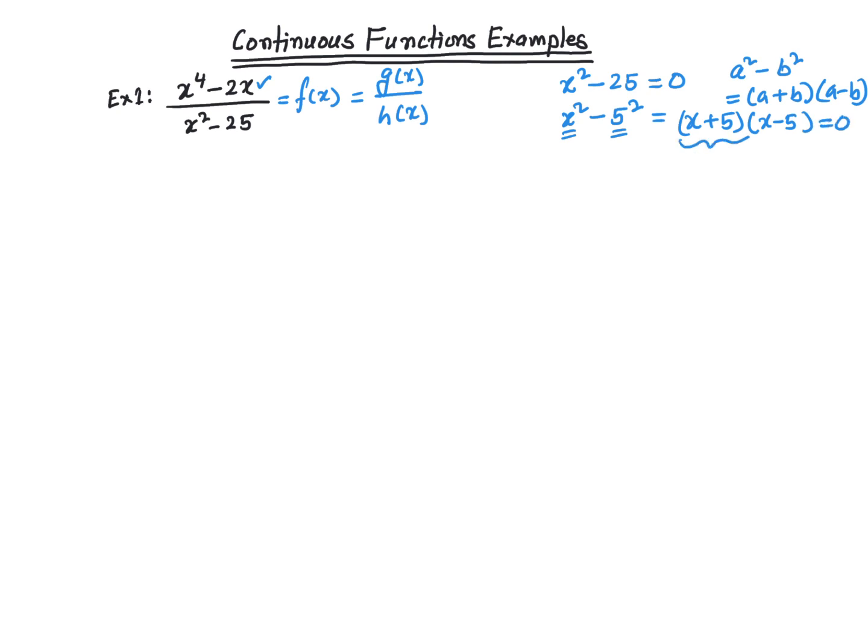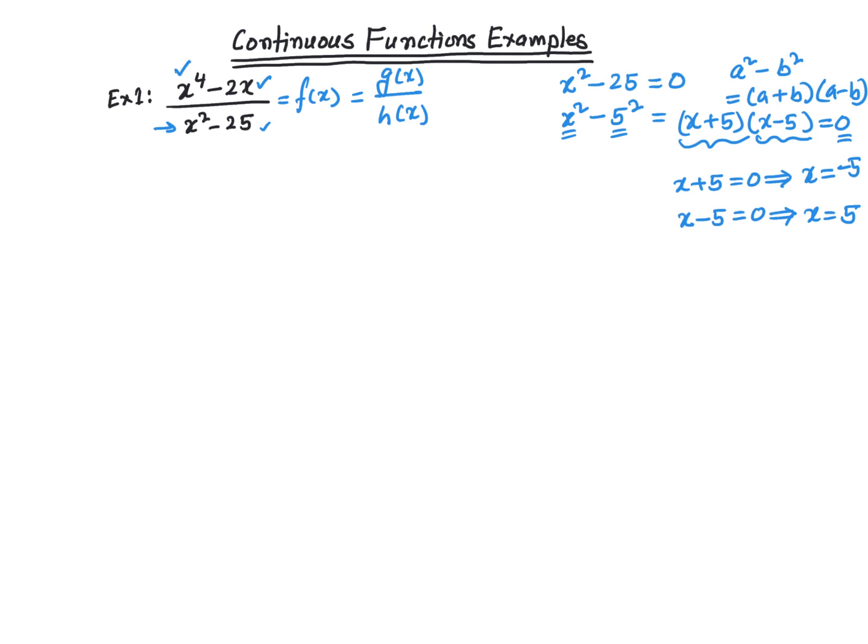So you have a product of two factors that gives you 0. Either the first one is 0, in that case x plus 5 is 0, that's going to give you x equal to negative 5. So if x is negative 5, the denominator is going to be 0. The other option is, what if x minus 5 is equal to 0? That implies that x is going to be positive 5. So for x equal to positive 5 and x equal to negative 5, the denominator will evaluate to 0.